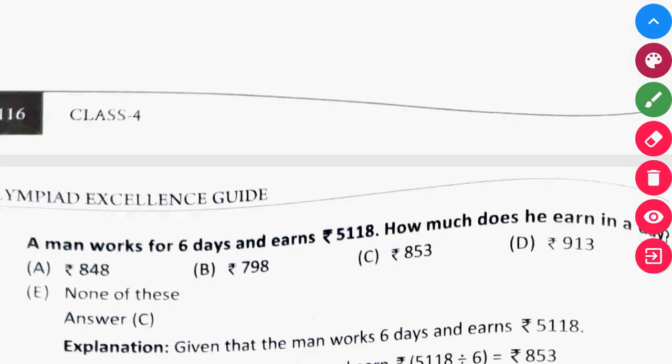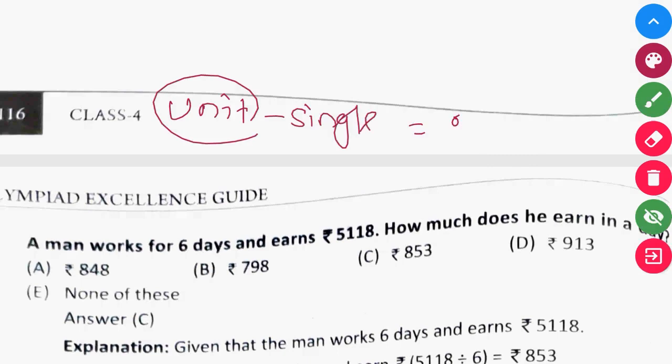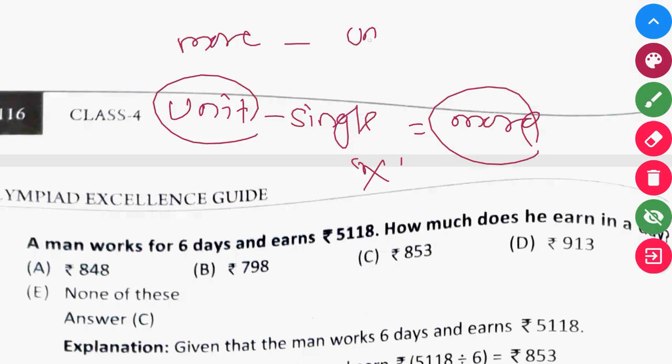When we know the price of many and we have to calculate the price of one thing, then we have to do the division. And if we know the price of a unit, that is a single item, and we have to calculate the price of more items, then we'll do multiplication. And if we know the price of more items and we have to calculate the price of a unit, then we have to do the division. That is the simple logic of this chapter.